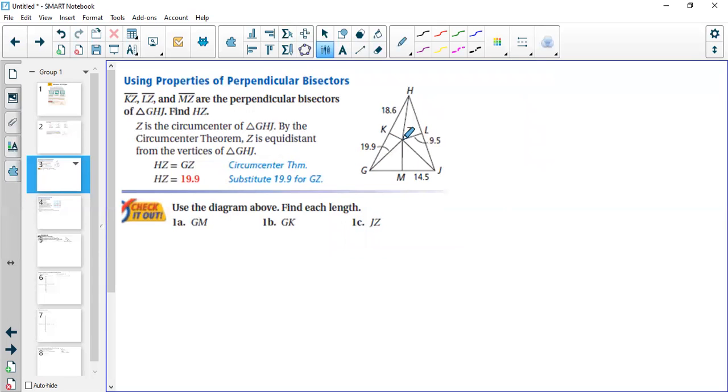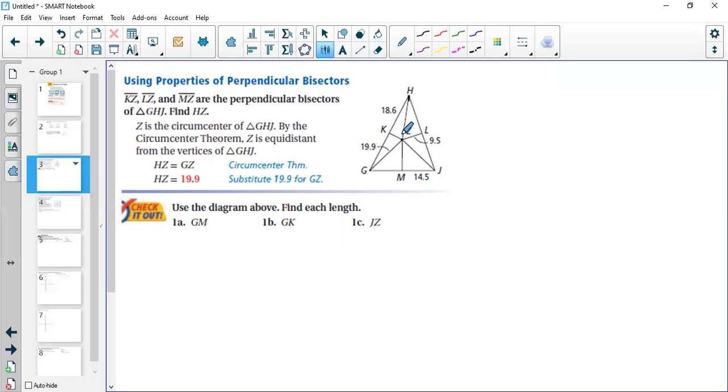To find the length of HZ, we need to find which is the side corresponding to HZ. How do you find the length corresponding to HZ? You look at the other side of the line. You can see that it's in the shape of a triangle. So from the center to the vertex, there are three lengths. One is this, one is this, and the other one is this.